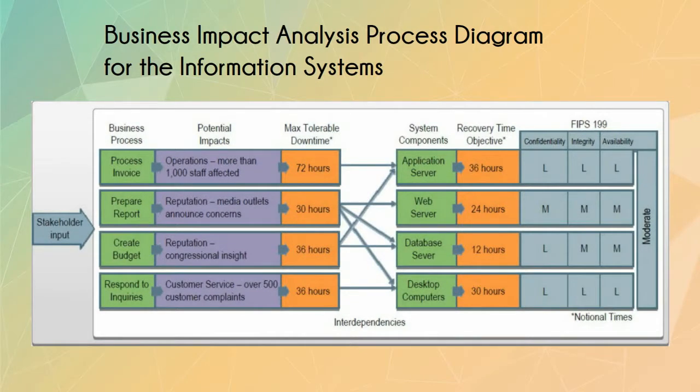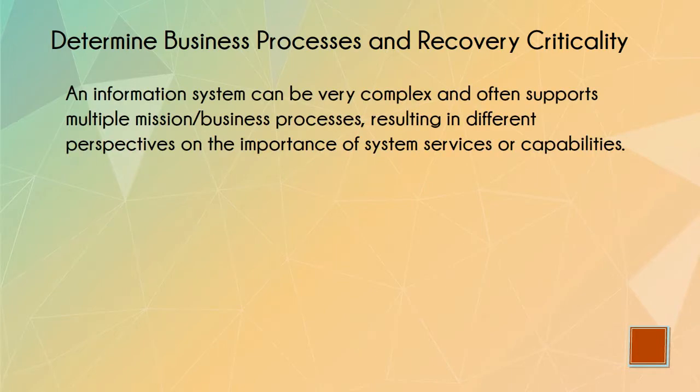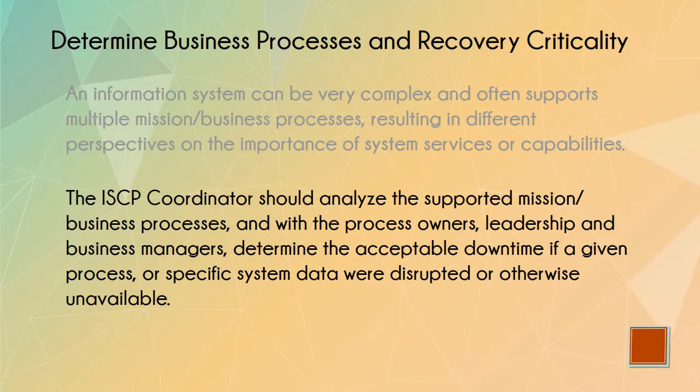Business Impact Analysis Process Diagram for the Information Systems. Determine business processes and recovery criticality. An information system can be very complex and often supports multiple mission business processes, resulting in different perspectives on the importance of system services or capabilities. The ISCP coordinator should analyze the supported mission business processes and, with the process owners, leadership, and business managers, determine the acceptable downtime if a given process or specific system data were disrupted or otherwise unavailable.